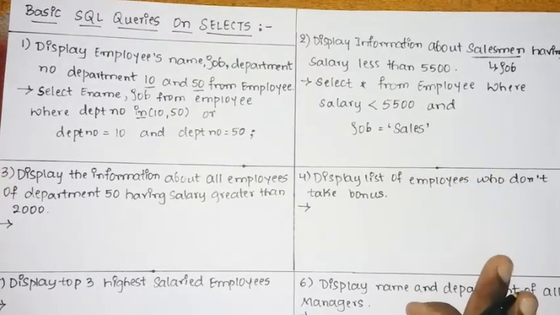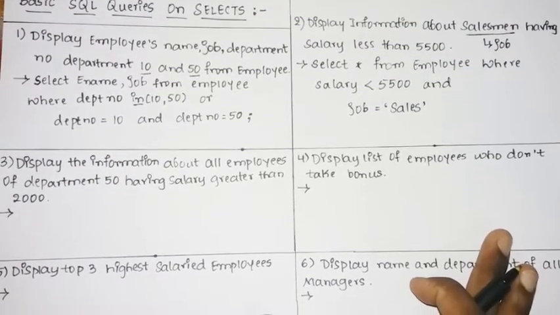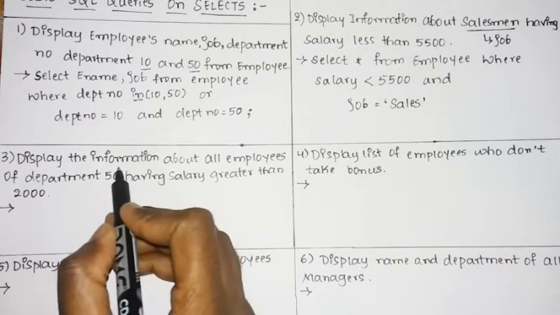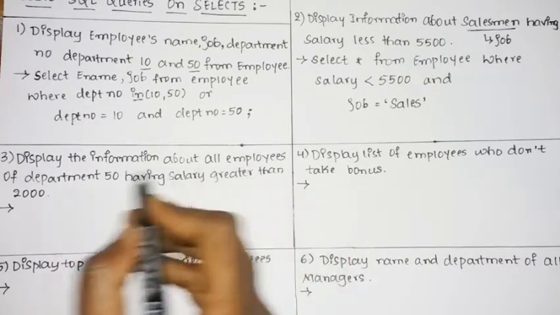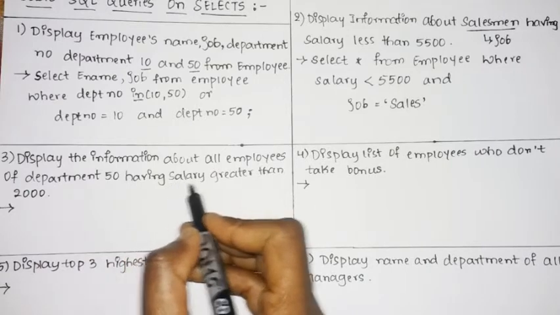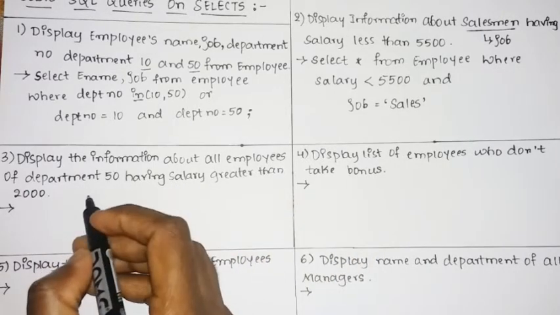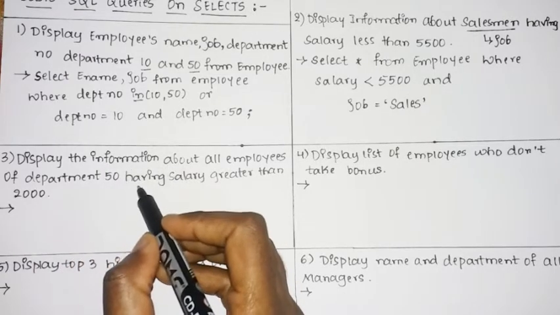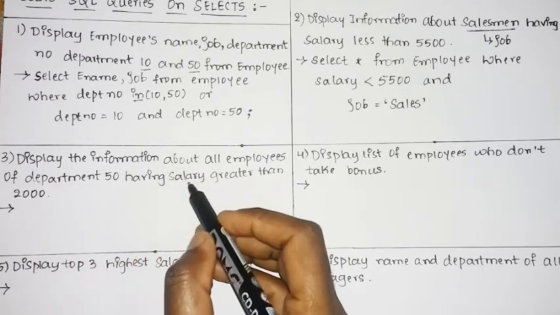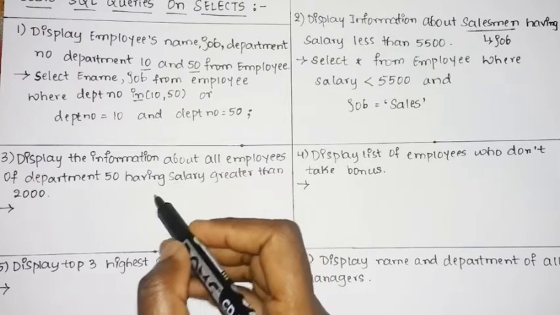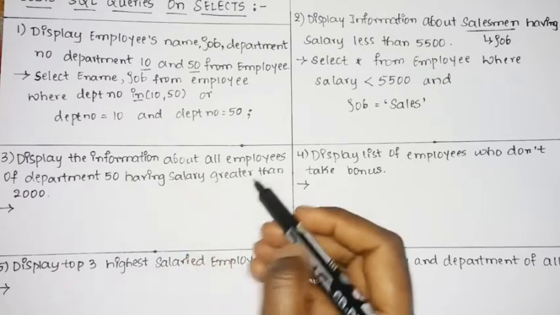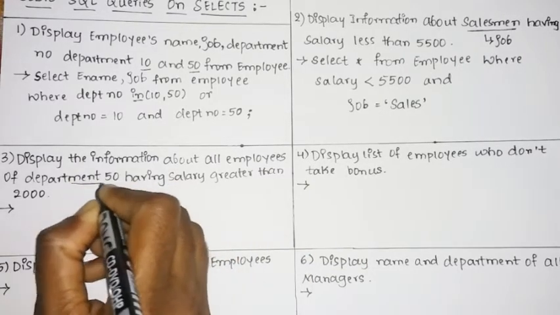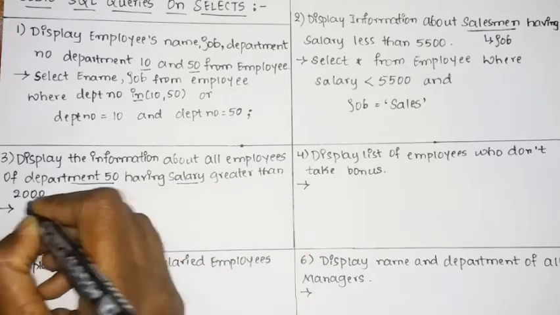So next we shall see the next SQL query question, that is the third question. You need to display the information about all the employees of department 50 having salary greater than 2000. So you need to display the entire table, so you need to use a select followed by star. Select star from employee, which will display the employee table. Then they have mentioned the department is 50 and salary is greater than 2000.